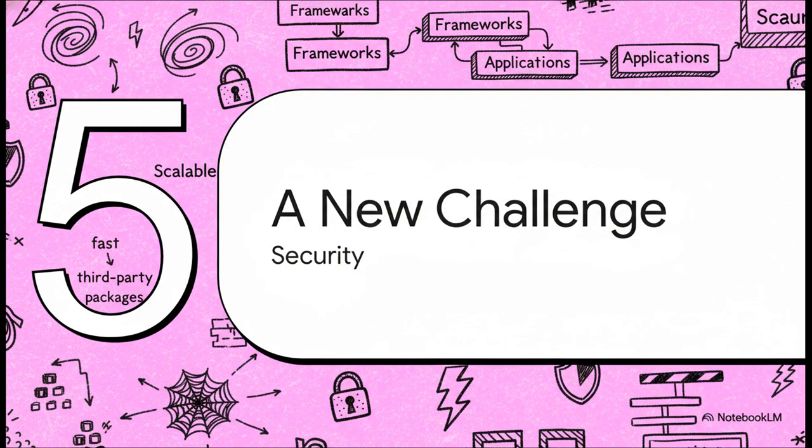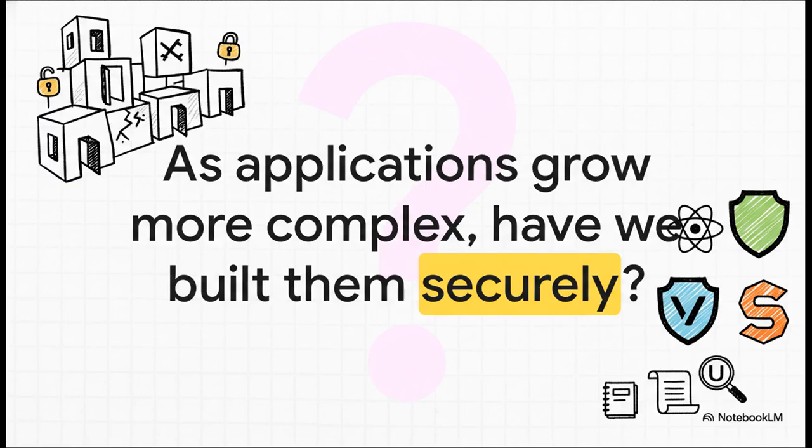So here we are. We've built these incredible, fast, scalable applications. It's amazing, but with every new framework, every new tool, every NPM install, we've been adding layers of complexity. And with that complexity comes a huge, often overlooked problem that we absolutely have to talk about: security. The big question is this: in our race to build bigger and better things, have we accidentally left the front door wide open? Well, to get a real answer, let's check out a fascinating study from 2024.